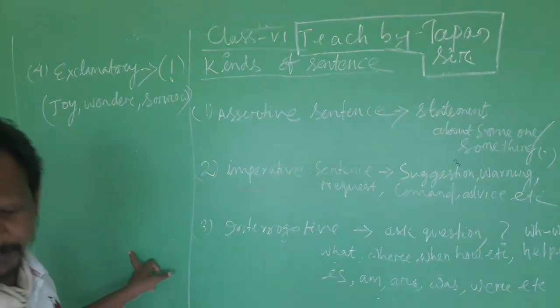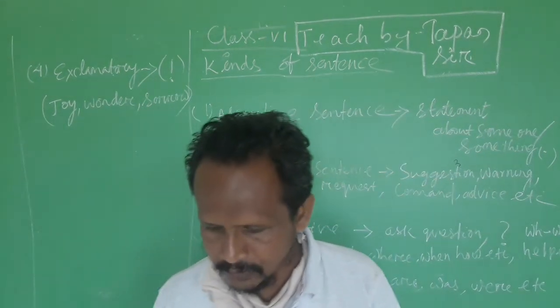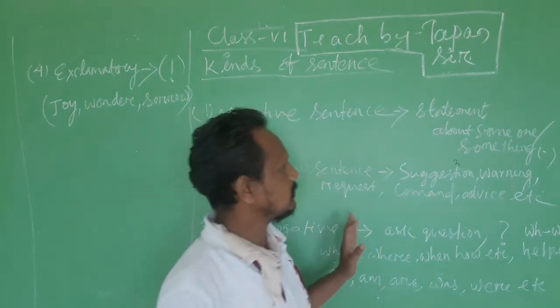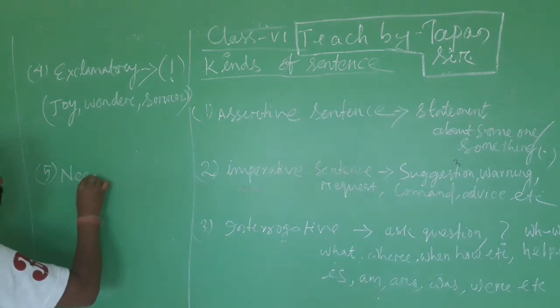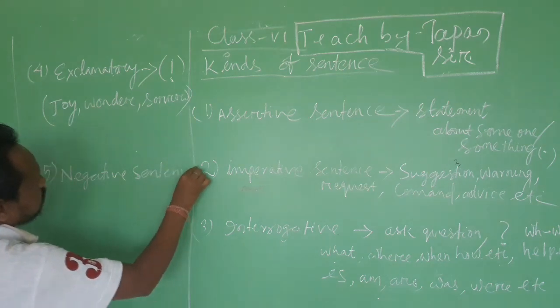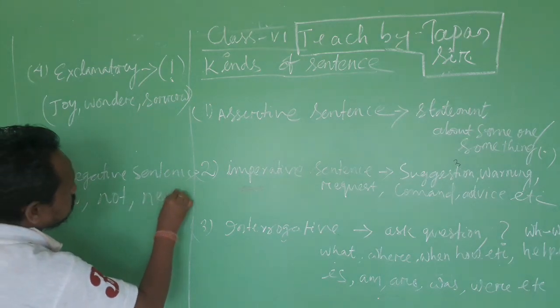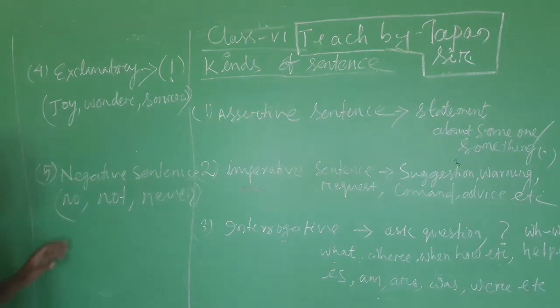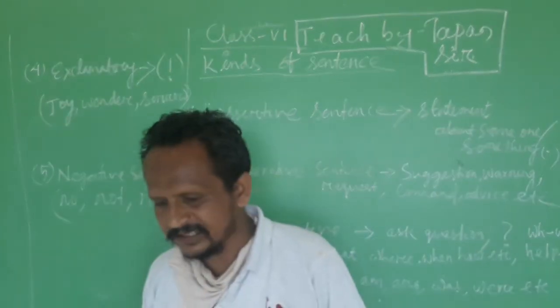If a sentence is added with not or negation, no, not, never, these are called, okay, negative sentence. Negative sentence means no, not, never. If the sentence has no, not, never, then it is called the negative sentence.